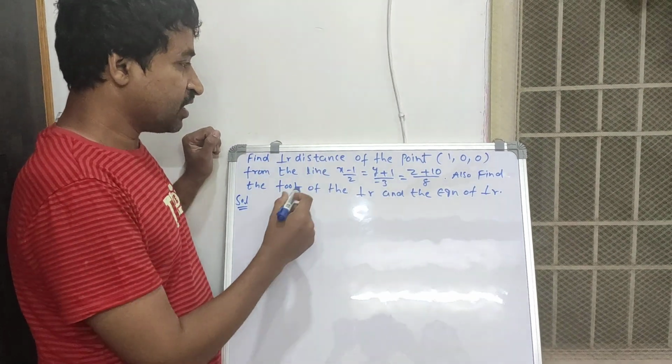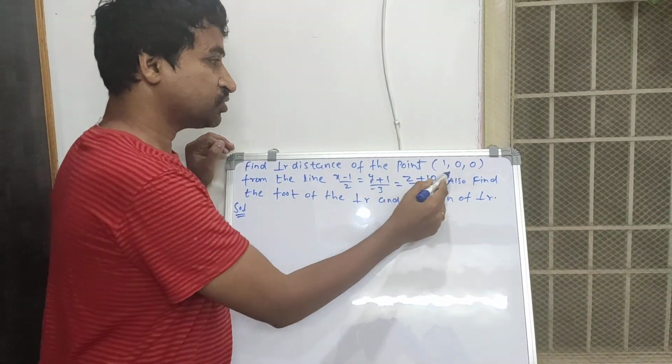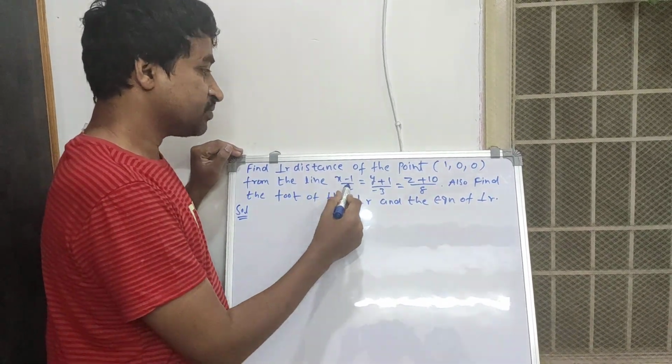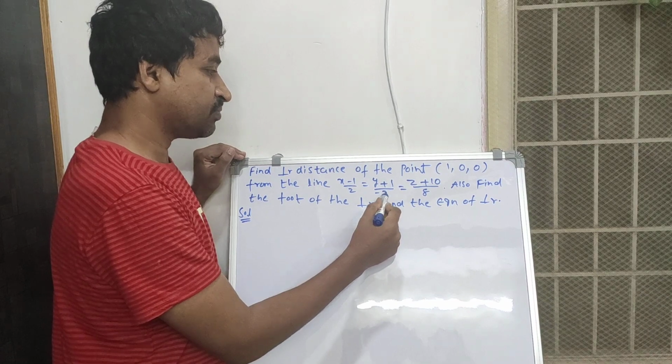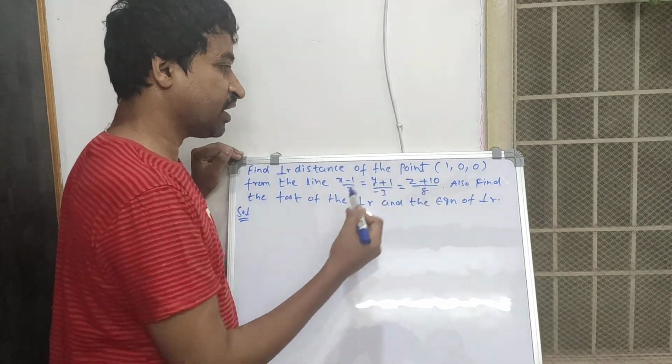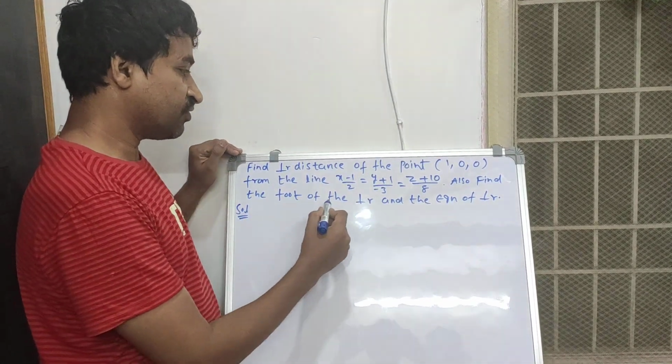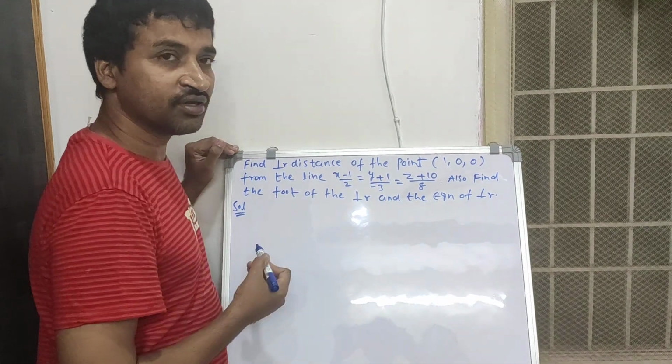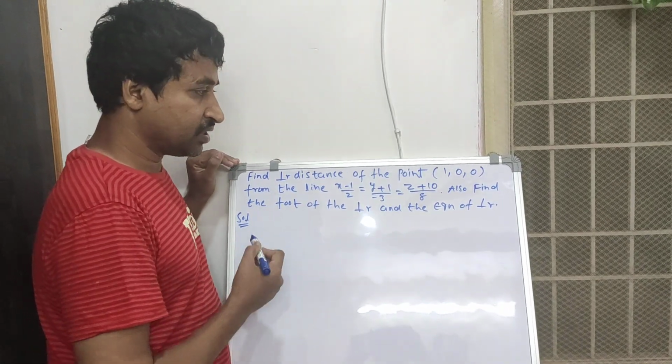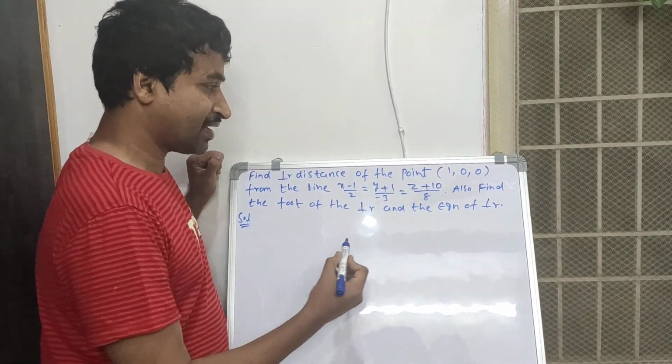Find the perpendicular distance of the point (1, 0, 0) from the line (x minus 1)/2 equals (y plus 1)/(minus 3) equals (z plus 10)/8. Also find the foot of the perpendicular and the equation of the perpendicular. So let us solve the question with the diagram.